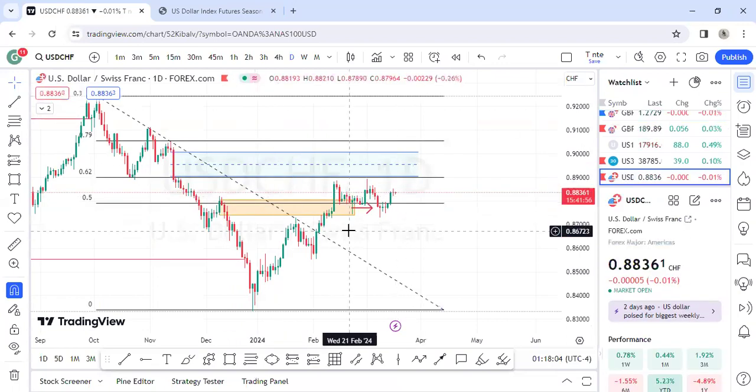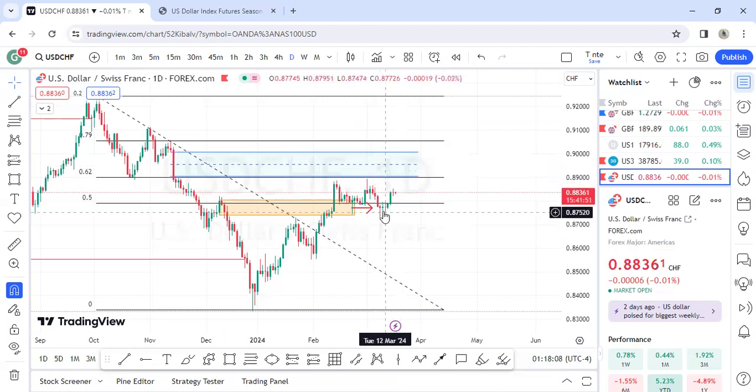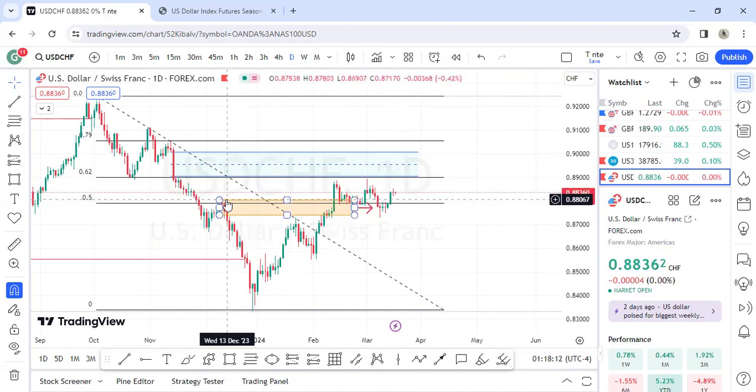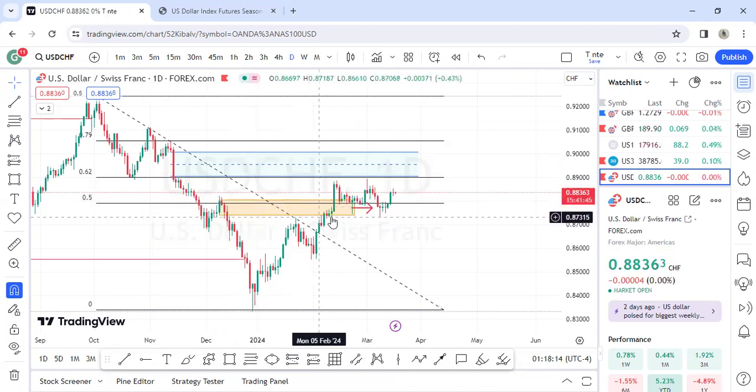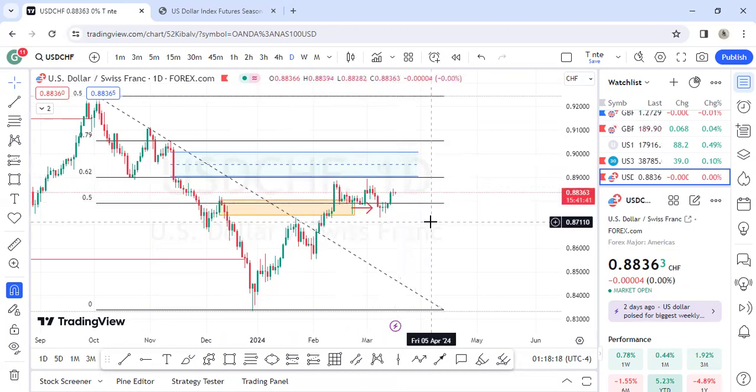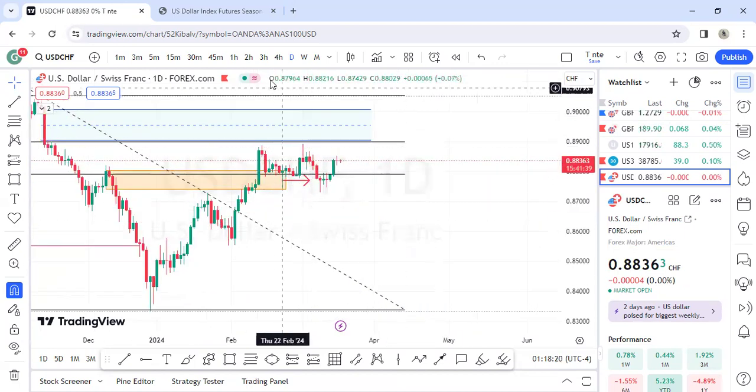Dollar index. Remember, I told you guys that I was expecting price to come to this imbalance here. You can see price is already going towards it. We have taken out this liquidity, and price is reacting off this breaker block level, which was below 50% of the range. And so price has started rallying up. Told you guys that I was expecting price to rally up.